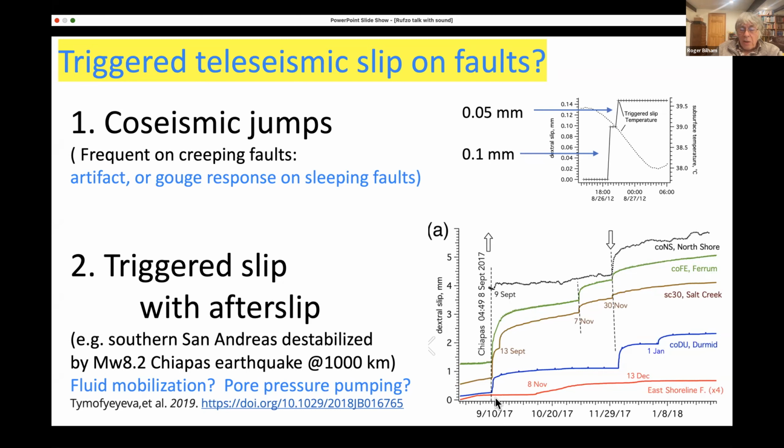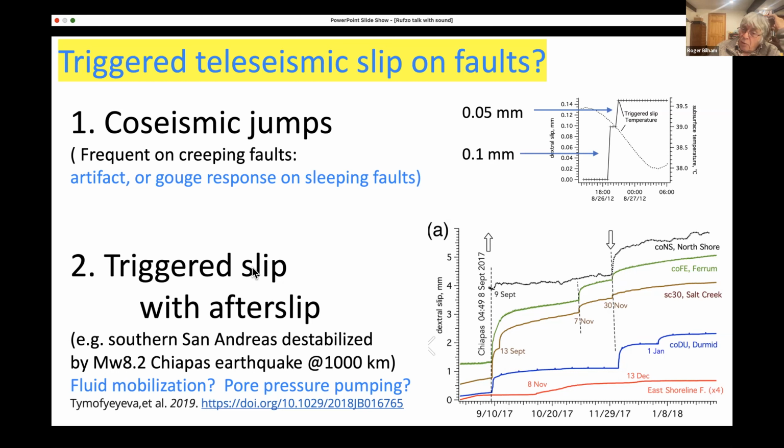So the first pulse traveled northwards, and after a few weeks, there was a second pulse between 2 of the instruments, and then a few weeks later, a third pulse of slip propagated southwards. Yes, southwards. So what you can see here is a small amount of slip, but this is a destabilizing effect on the fault. This is clearly not instrumental.